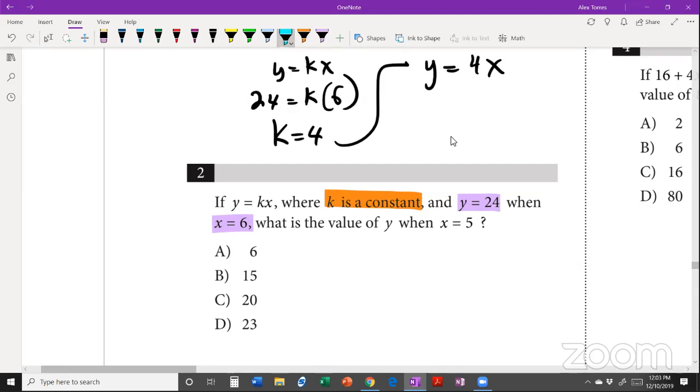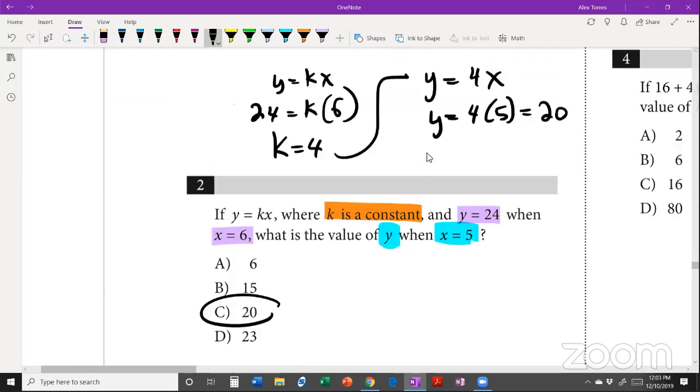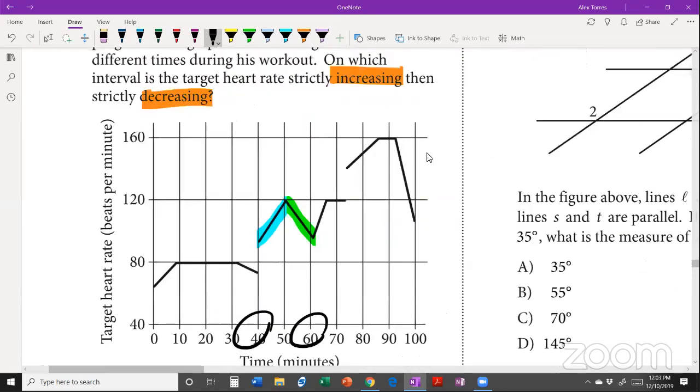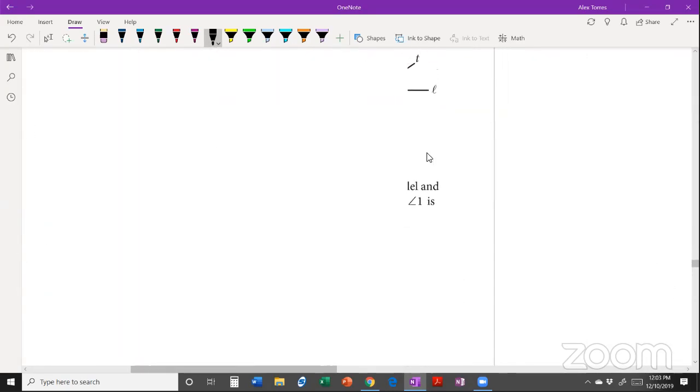For the next situation, they're saying, what's the value of y when x is 5? So we can just plug in x is 5, and we get y is 20. What's the value of y when x is 5? Y is 20, and the answer to number 2 is C. Going over to number 3 now.